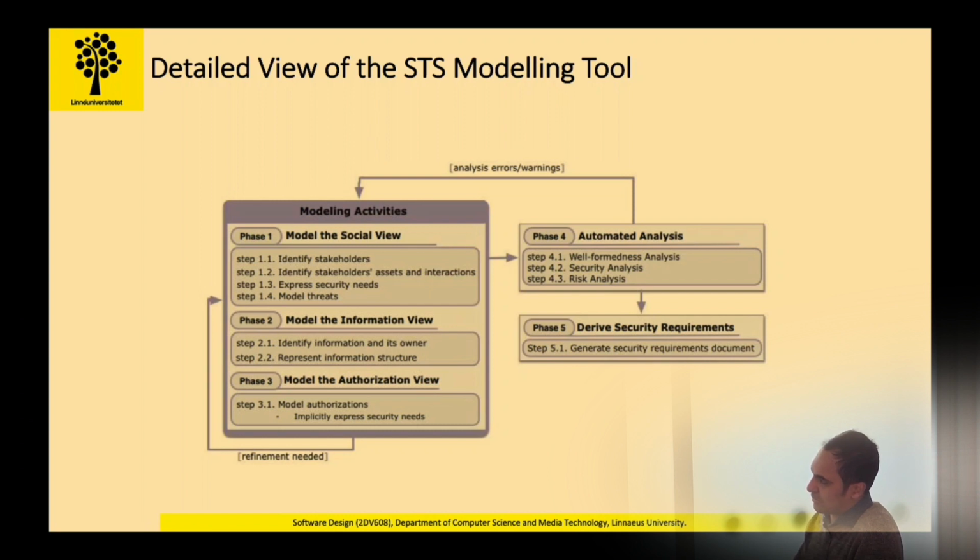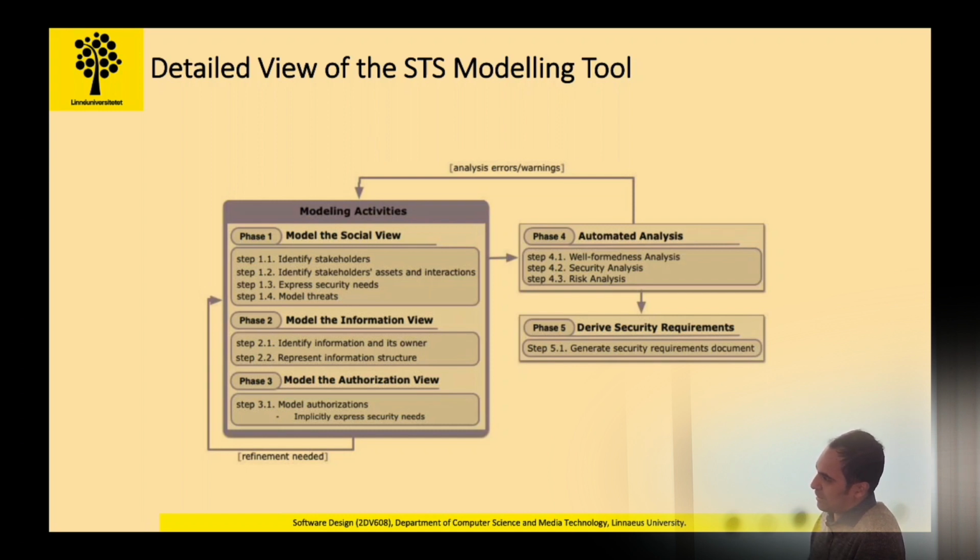So for each document or information, for each goal or for each authorization, you need to specify security needs. And also you might have some threats that will affect your model. Those are events or risks, and obviously they can also be about information and goals or even actors. Once you have done this social view, you do the same thing for the information view and authorization view using the same sets of actors.